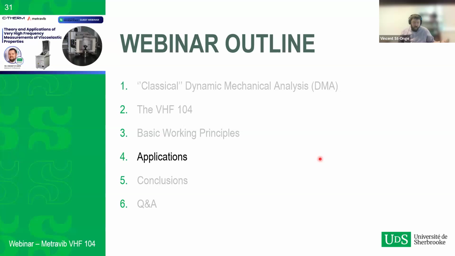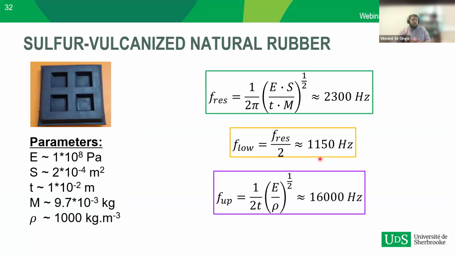So let's look into some applications of the VHF 10.4 that I've done in my lab. Let's start with a natural rubber that has been vulcanized with sulfur. This is the kind of sample that we got. We were able to cut circles or cylinders from one of the holes here that had those parameters. So the thickness was about 1 centimeter. The surface is given here, 2 × 10⁻⁴ square meter. The Young's modulus of that rubber is about 1 × 10⁸ Pascal.